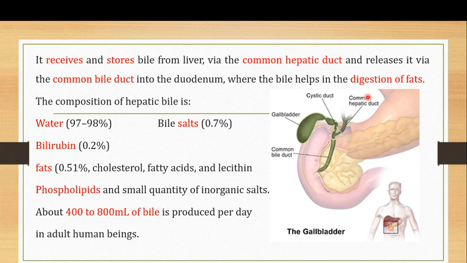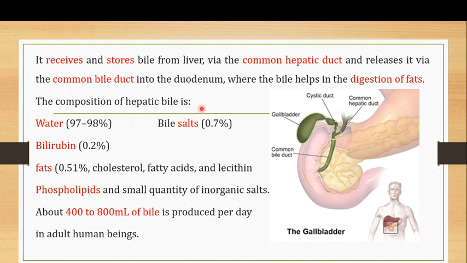And when that is stored and concentrated, the gallbladder is going to release it into the duodenum via the common bile duct. So this one is the common bile duct. So this duct is releasing the concentrated bile into the duodenum, and the common hepatic duct is going to release the bile from the liver into the gallbladder.